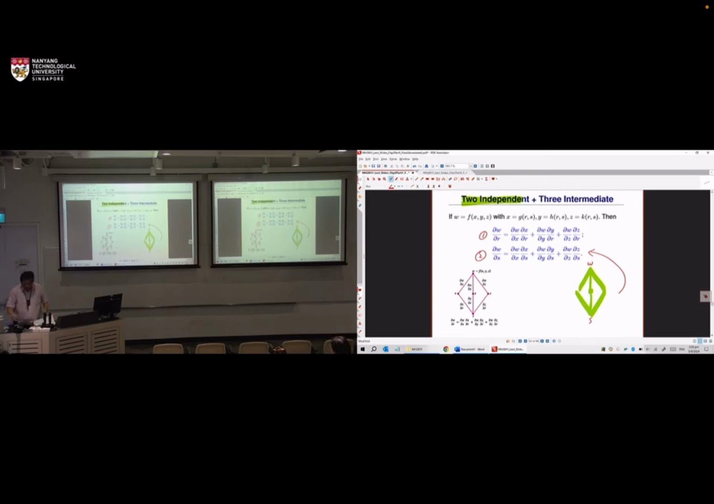Alright, so just know how to draw a diagram already. Because in an exam, you can draw a diagram, you follow the path, then you multiply out and then sum up all the effects from each.